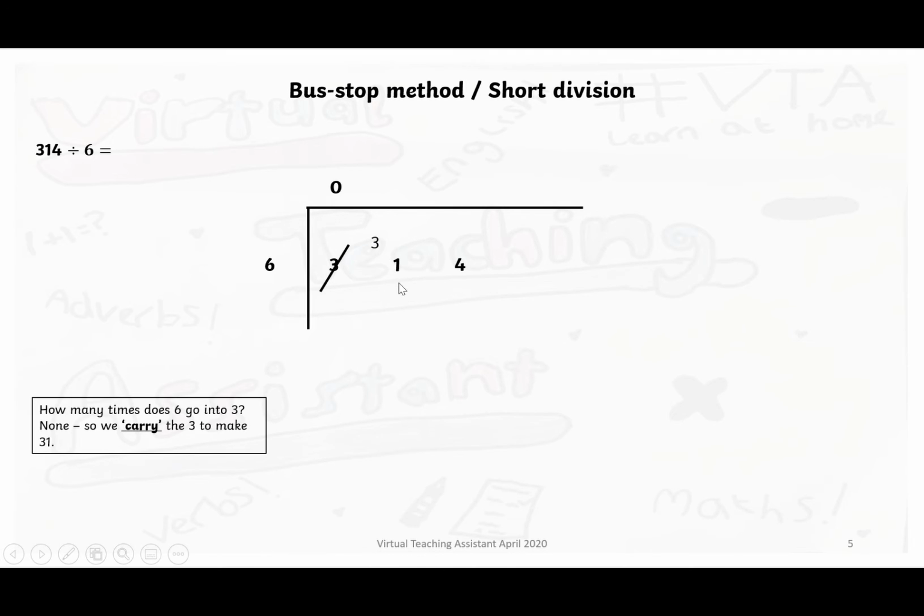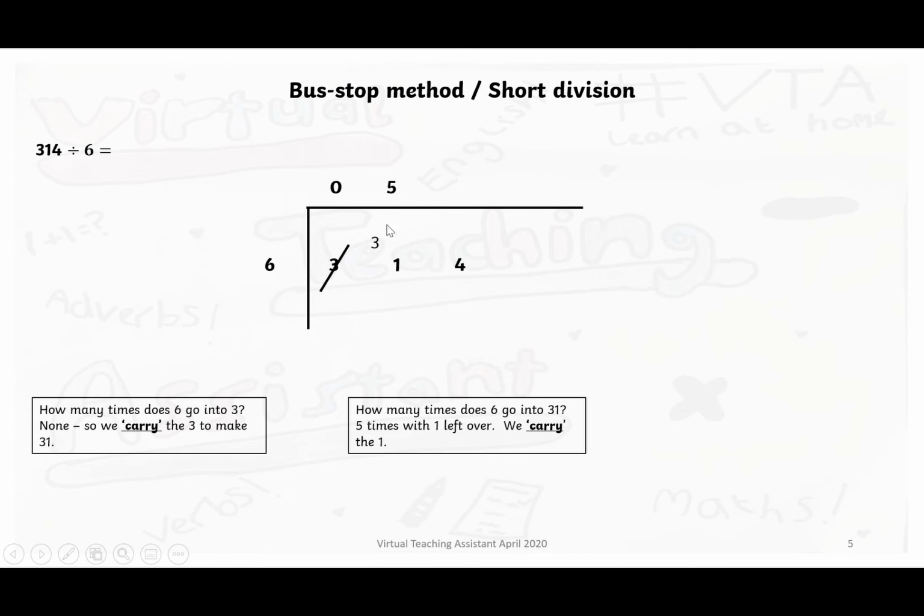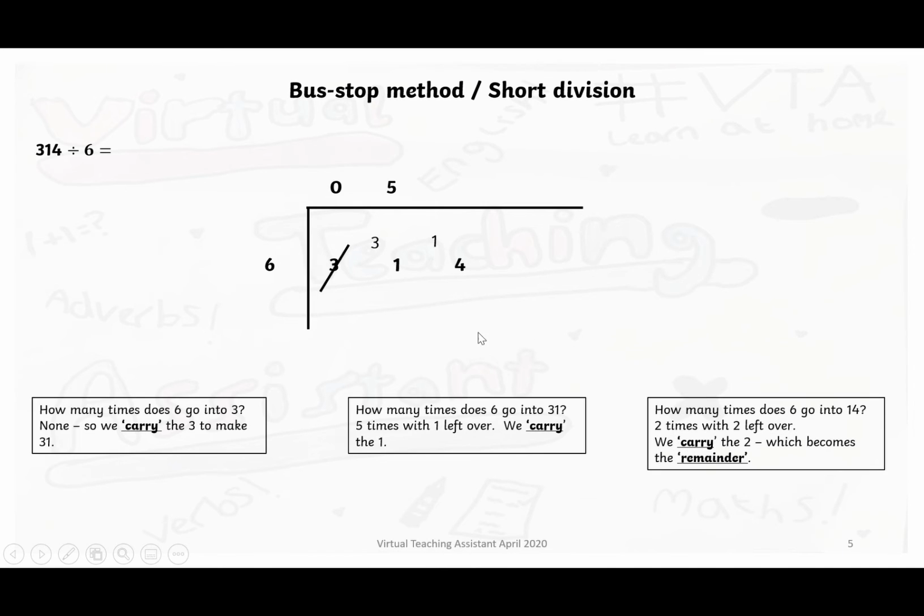How many times does 6 go into 31? Again, check your times tables. I know it's 5, but then I've got 1 extra because 5 times 6 is 30. That leaves me 1 extra, so I carry that 1. How many times does 6 go into 14? So 2 6s is 12. So it goes in twice with a remainder of 2. So it's 52, remainder 2. Okay, that's the bus stop method, short division.